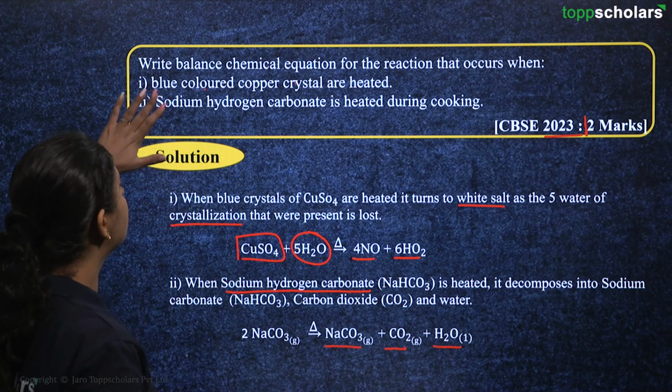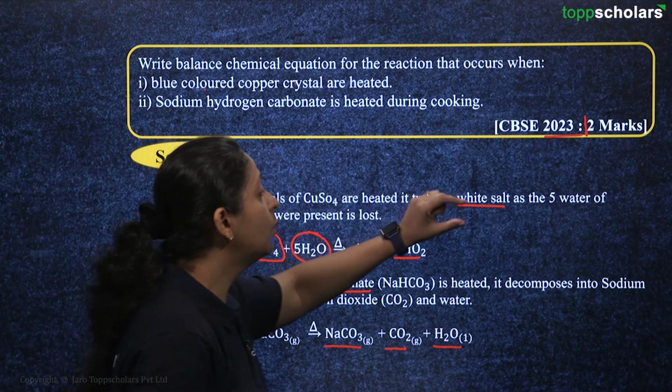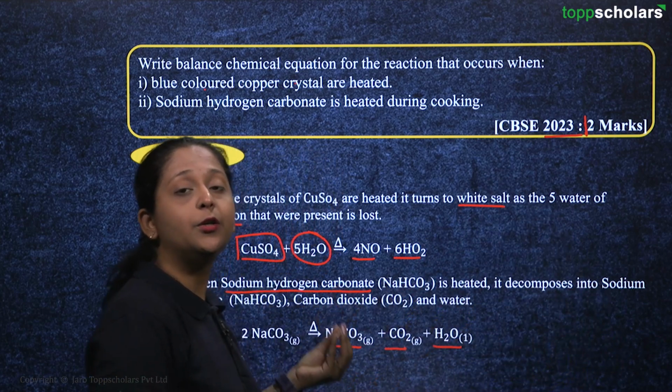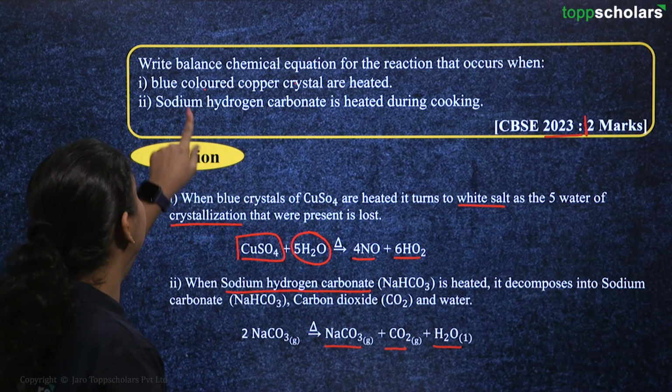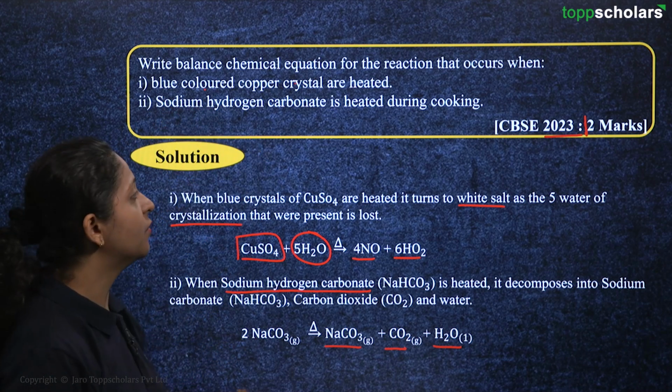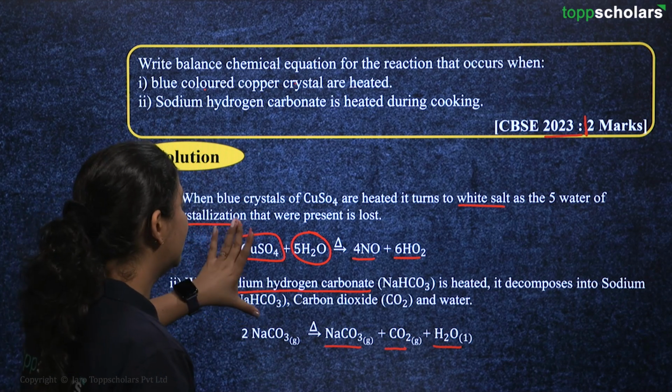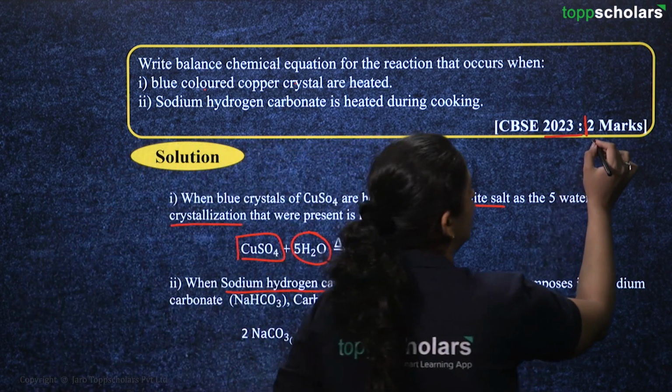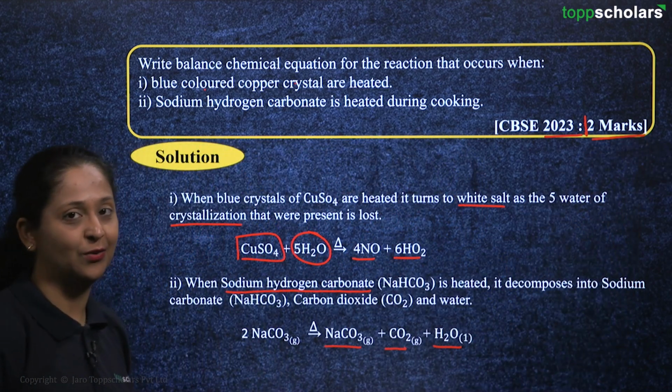So here students, you just have to mention what will be the product formed during the heating of the 2 substances. One is your blue copper sulfate and second is your sodium hydrogen carbonate. Just by writing these 2 chemical reactions, you will be able to score 2 marks for this question.